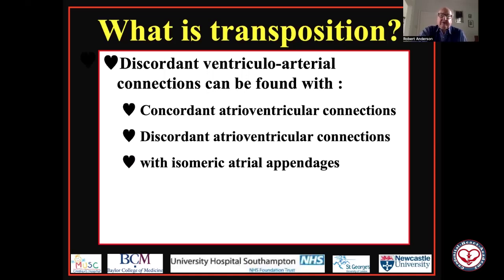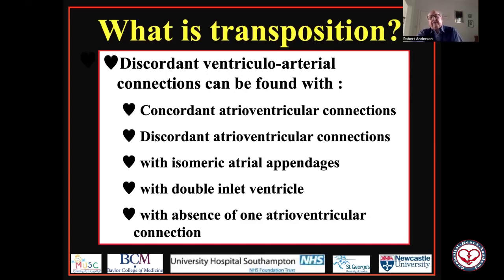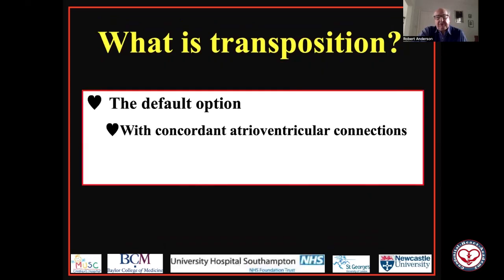We can also have discordant ventricular arterial connections when the atrial appendages are isomeric, and then we have mixed atrioventricular connections, but still we can have transposition. And then Diane has shown you that we can have transposition in the setting of double inlet left ventricle, and we can have transposition when one atrioventricular connection is absent, in the example that you've seen with tricuspid atresia.